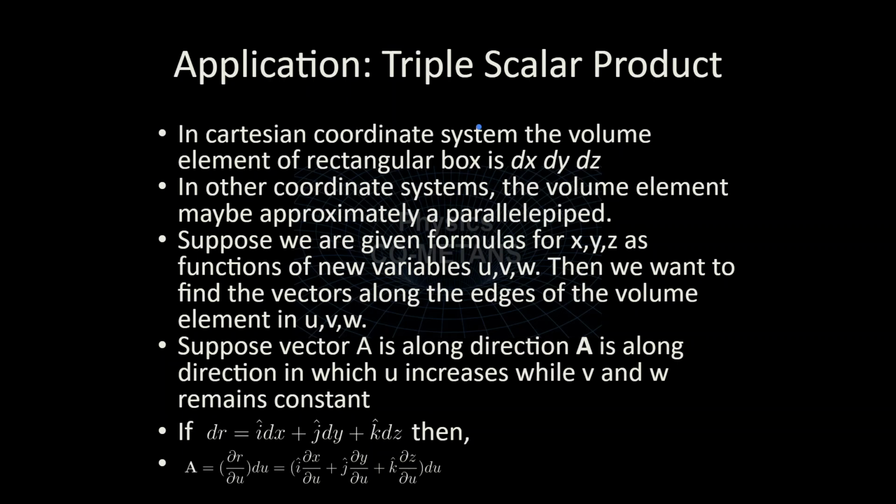Now we move on to the application, the last part. In the Cartesian coordinate system, the volume element of a rectangular box is dx dy dz. So let us see what it says. Say this is my coordinate system, this is x, y, and z. Now say this is some rectangular box in this coordinate system.